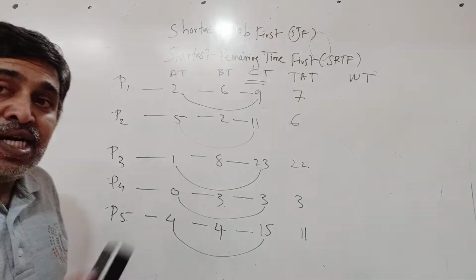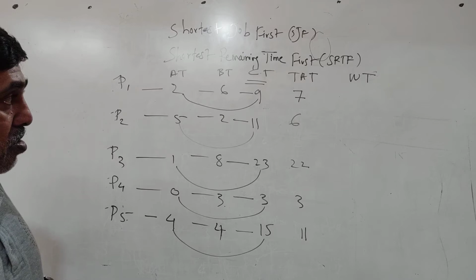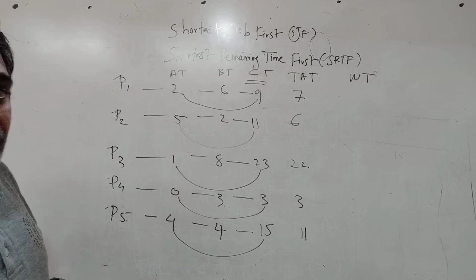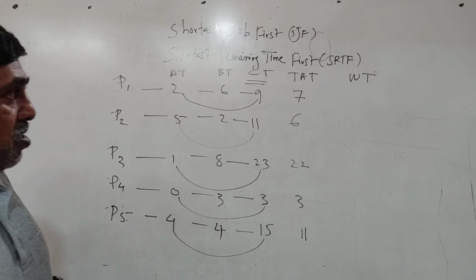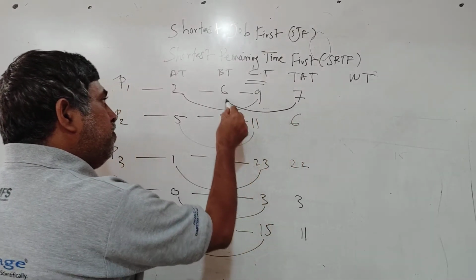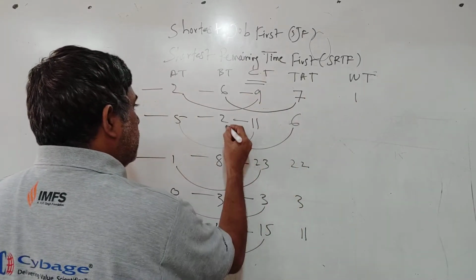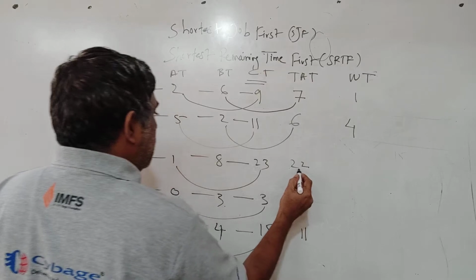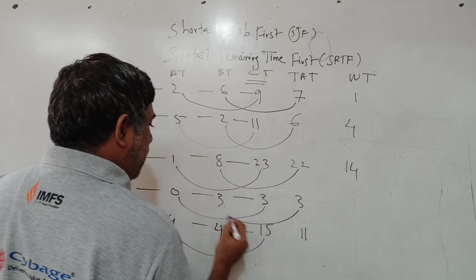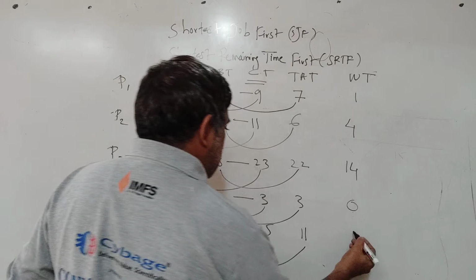So now when turnaround time is ready, how to calculate the waiting time? Again it is very easy. Now see here, subtract burst time from turnaround time. 7 minus 6, 1. 6 minus 2, 4. 22 minus 8, 14. 3 minus 3, 0. 11 minus 4, 7.